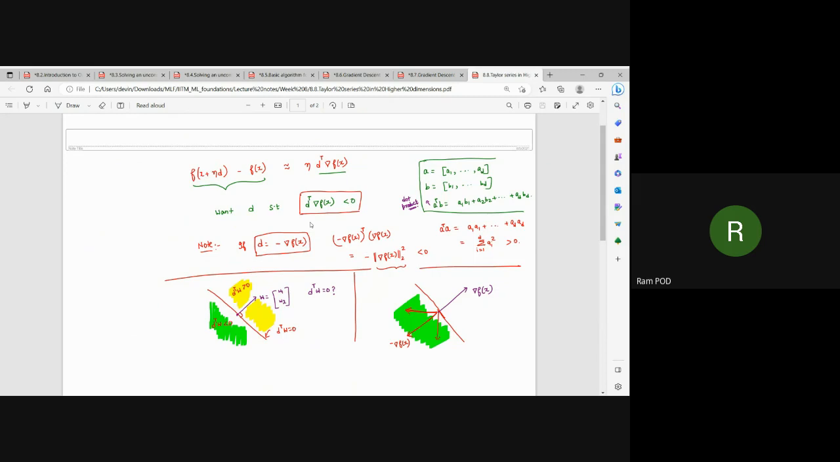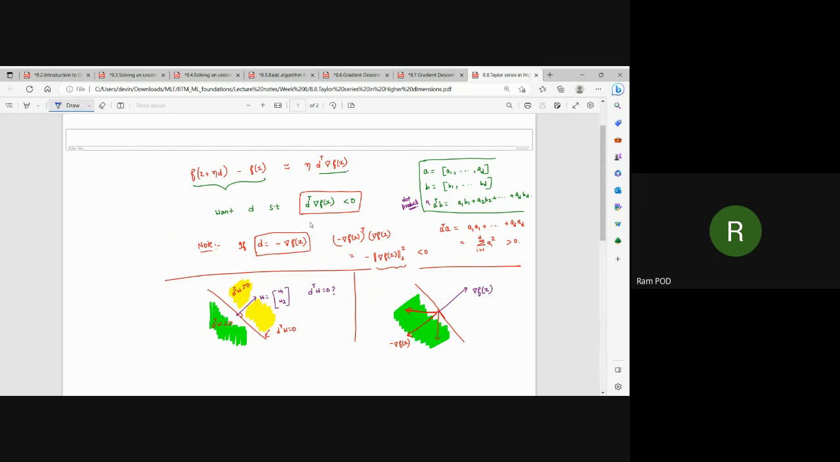What's even more special is something we'll discuss further. We saw there that if you take d as minus f dash f x, then minus f dash f x whole square was less than 0. But what about the case of the gradient?